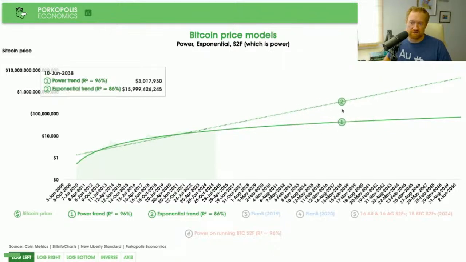So, though I would much love to have $15 billion Bitcoin by 2038, I don't think it's going to happen. Could be wrong. Never say never. But can we settle with $3 million Bitcoin? That's the power curve prediction, number one.